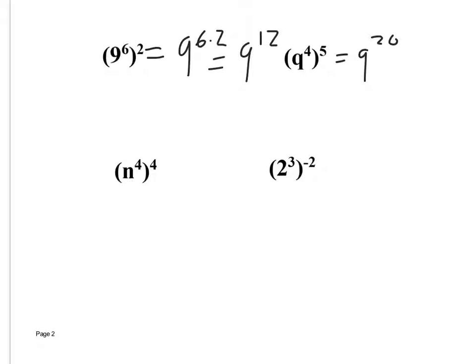The next one, n to the 4th raised to the 4th power, so you should have gotten n to the 16th power. Next one, 2 to the 3rd power raised to the negative 2 power, so you should have gotten 2 to the negative 6 power, but that's not the answer. If it says a positive exponent, you have to make negative 6 a positive exponent. How do I do that? Yes, Kurt? You write 1 over 2. I flip it. It should be 1 over 2 to the 6. Good.